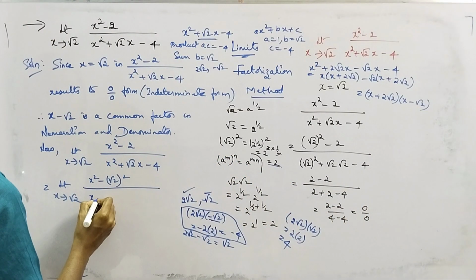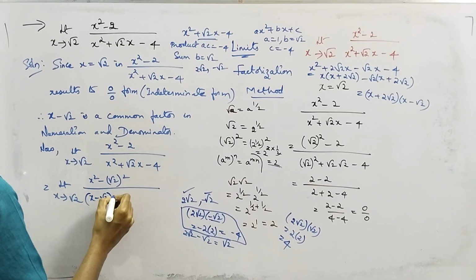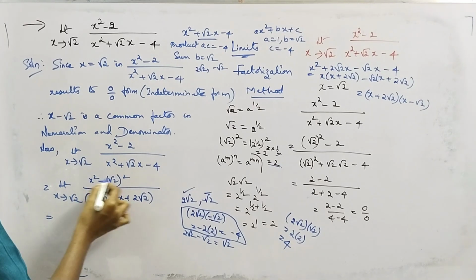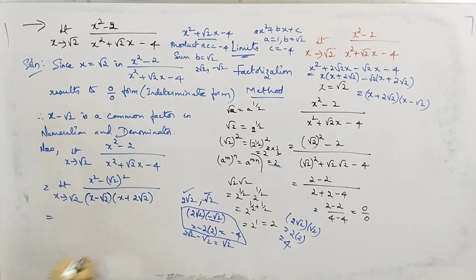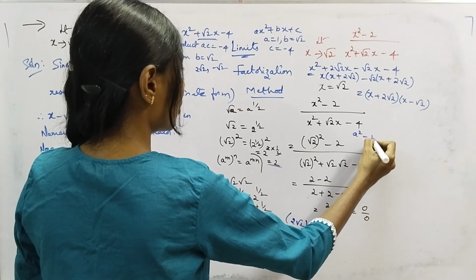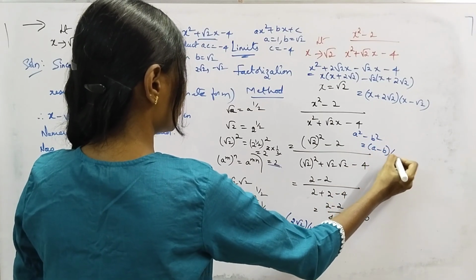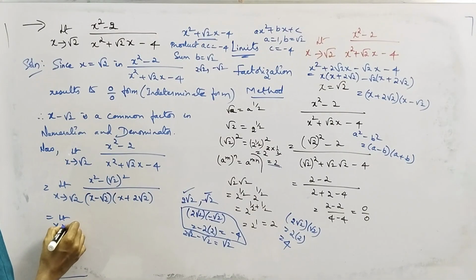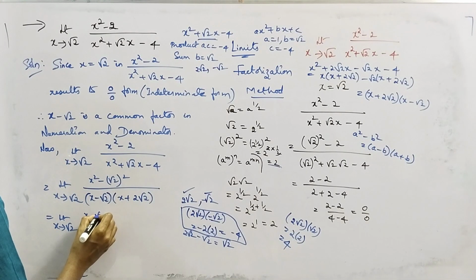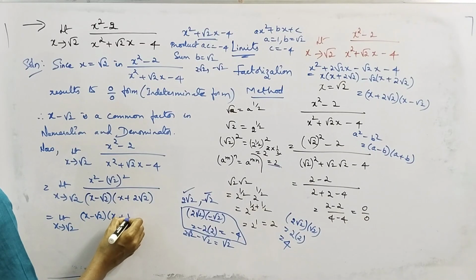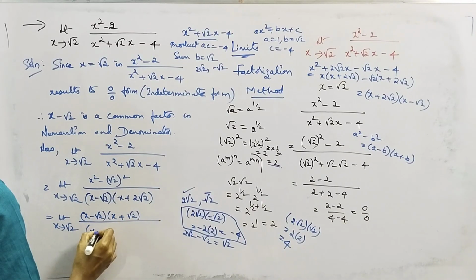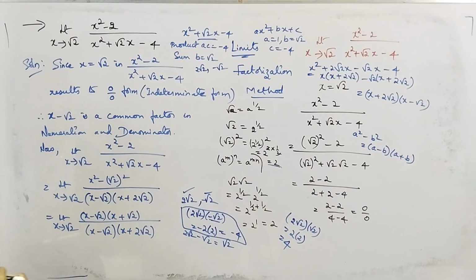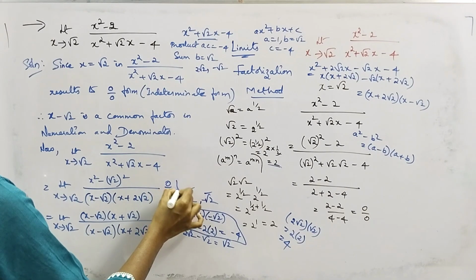You can write this denominator as x minus root 2 into x plus 2 root 2. And the numerator looks like a square minus b square form, right? We know that a square minus b square equals a minus b into a plus b, or a plus b into a minus b. So the numerator will be x minus root 2 into x plus root 2, over x minus root 2 into x plus 2 root 2.